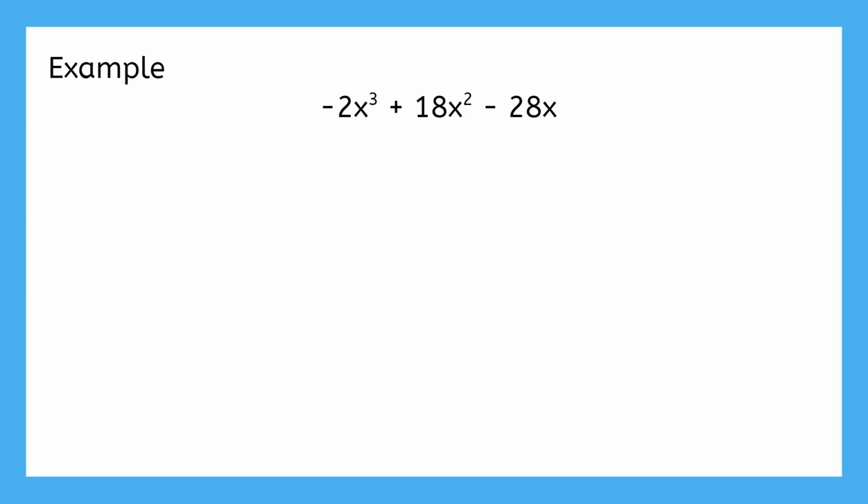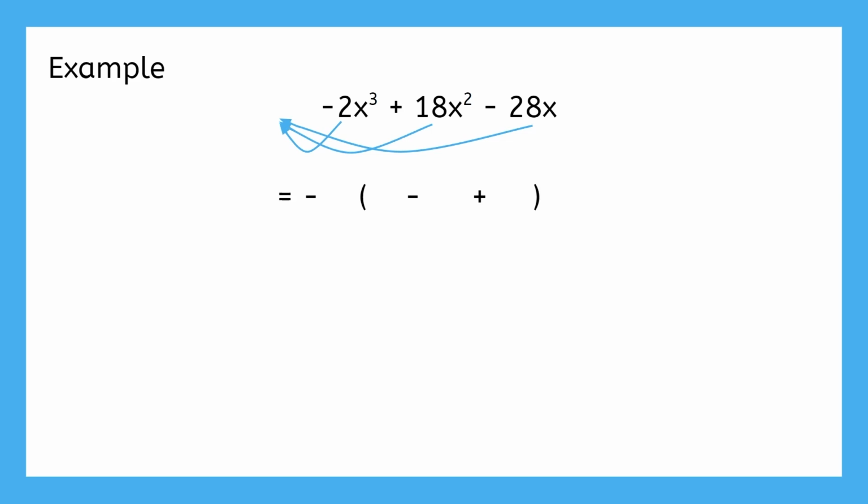Here's one for you to try out. Pause here and see if you can factor this function. First, let's look for a GCF to pull out. The leading coefficient is negative, so we should automatically pull out that negative, which will change the signs of every term. The positive becomes negative, and the negatives become positive.